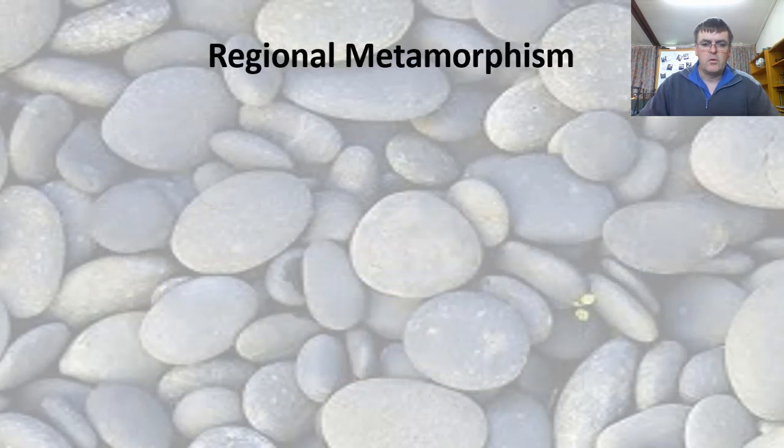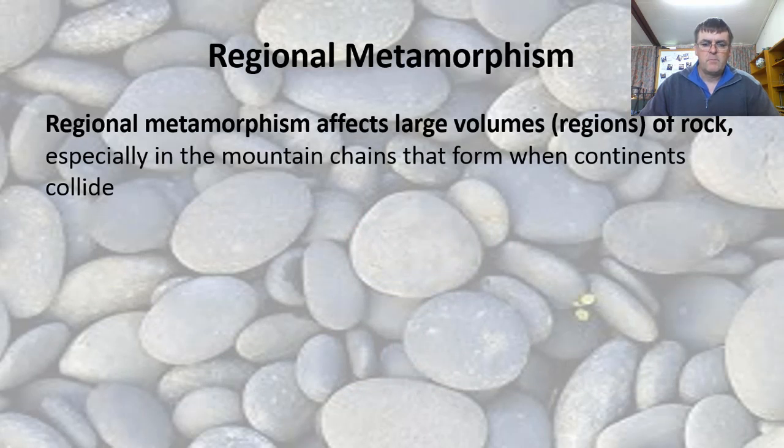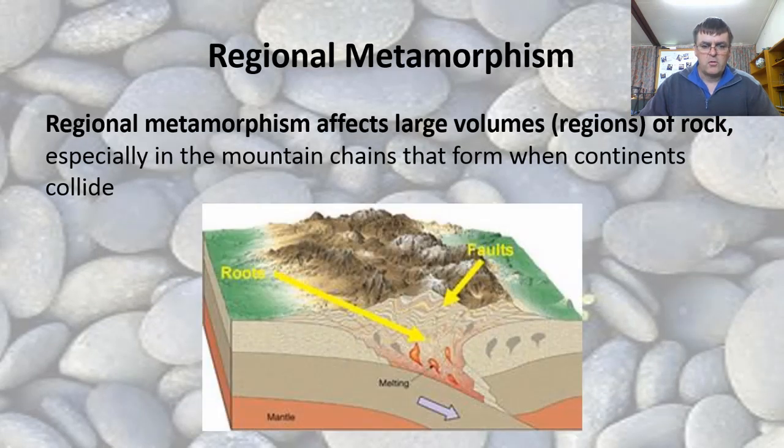This can happen in huge areas, especially under mountain chains where two plates, continents are colliding, and we've got this massive area here where there's huge pressure from the plates, and as it's going down it gets quite hot, so we get big regions of metamorphic rocks being formed here.